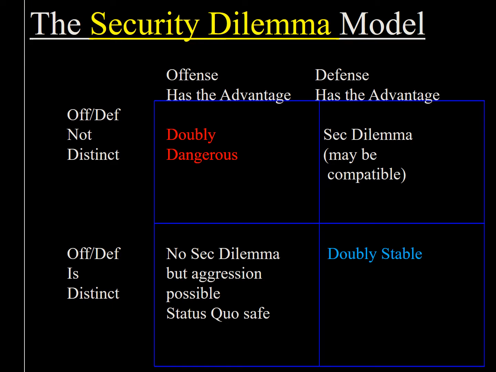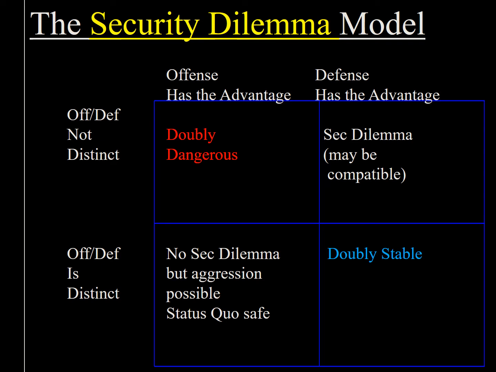If, on the other hand, you have a situation where the offense and defense are not distinguishable and defense has the advantage, you're probably going to have a security dilemma. But you may have states that are compatible, because if defense is the advantage, most of the states will probably be status quo states because they don't want to pay the extra costs of having to change the international system.